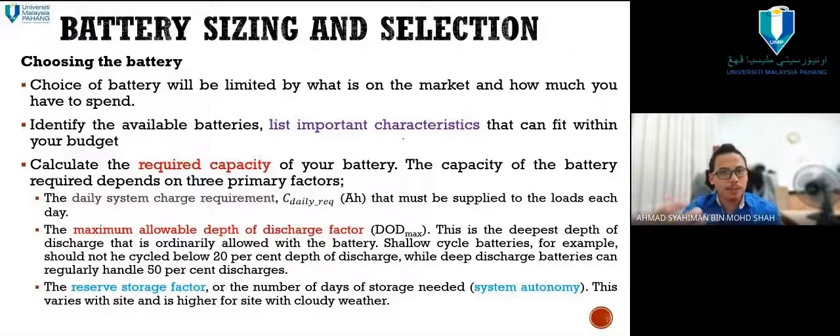Okay, choice of battery will be limited by what is on the market and how much you have to spend. This is very subjective. Battery, of course, is one of the problems for the standalone system, like I told you. The most expensive one is the storage batteries, because the storage batteries are the main component for the PV.